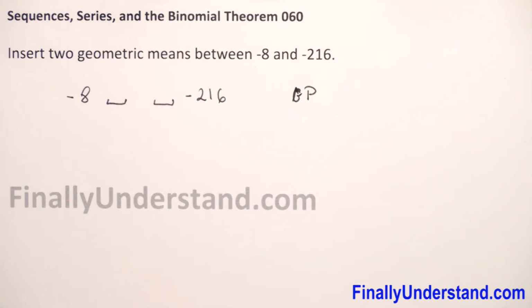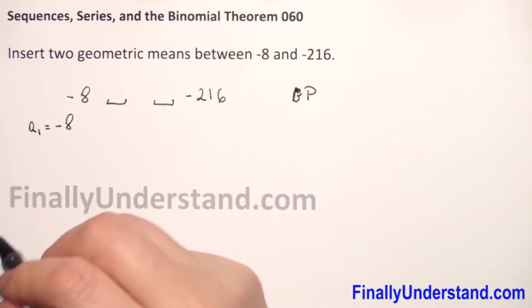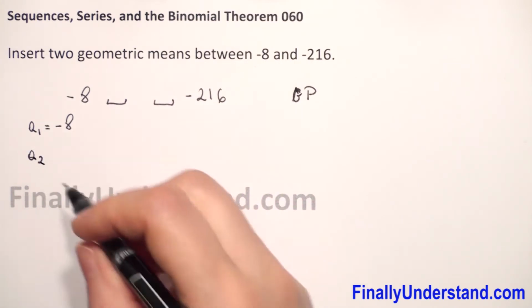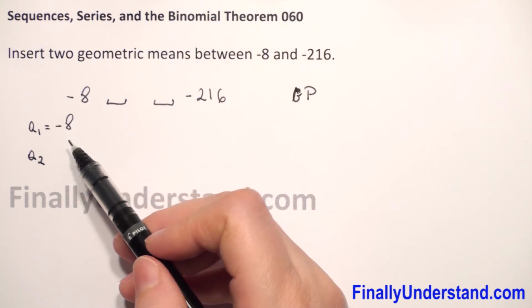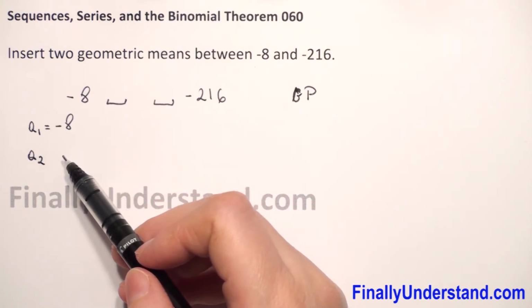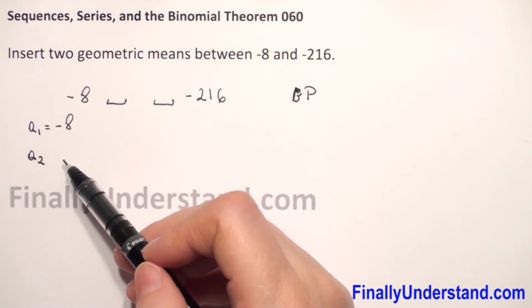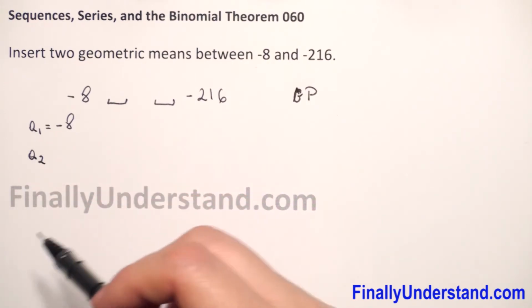We know that in a geometric progression, let me write that, the first term we have is -8. The second term we get by multiplying the first one by the constant number r. And when we have the second term, we multiply the second number by the constant number r, and we have the third, and so on.